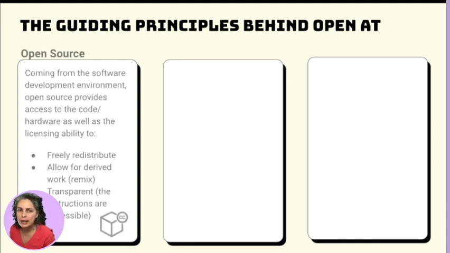There are three main guiding principles. The first one is open source, which really comes from the software development end of things, where a coder would write some code and then open it out to the world so that anybody can take a look at it, remix it, and build on top of it without being very proprietary or controlling over the code.